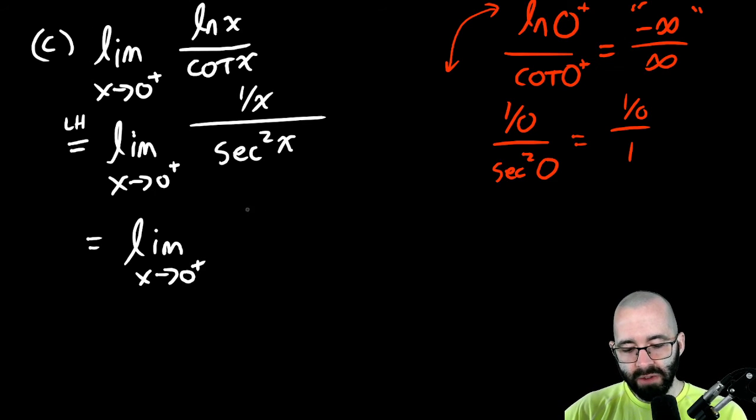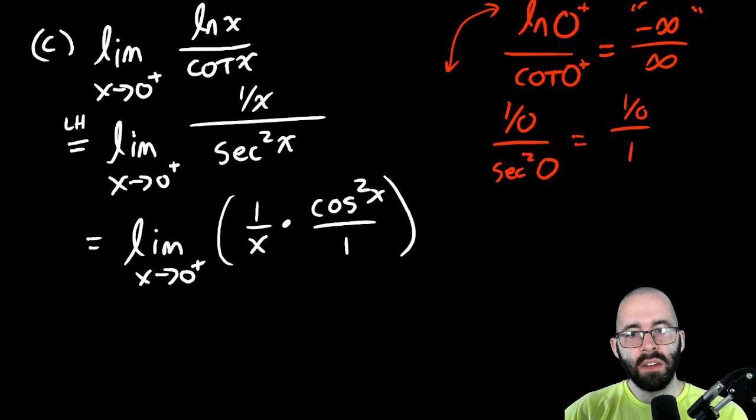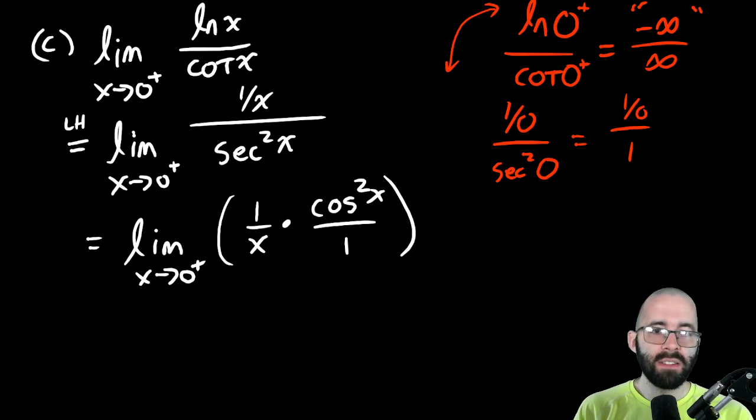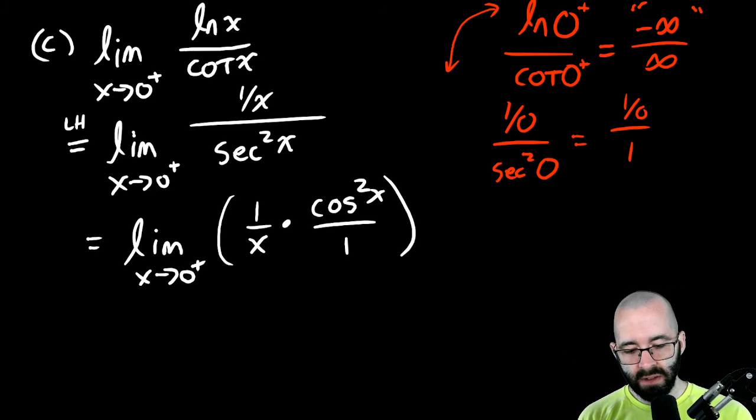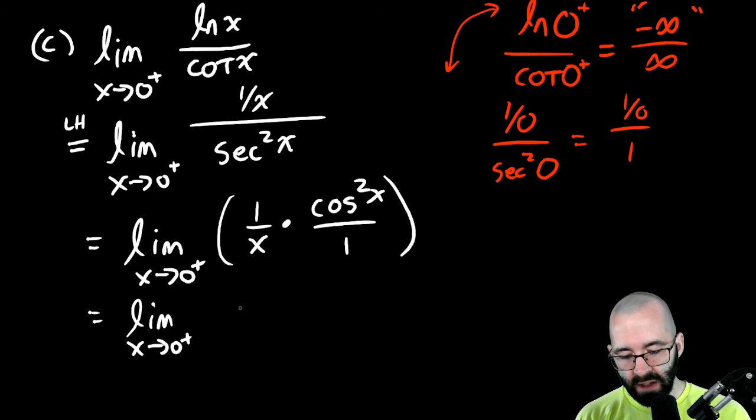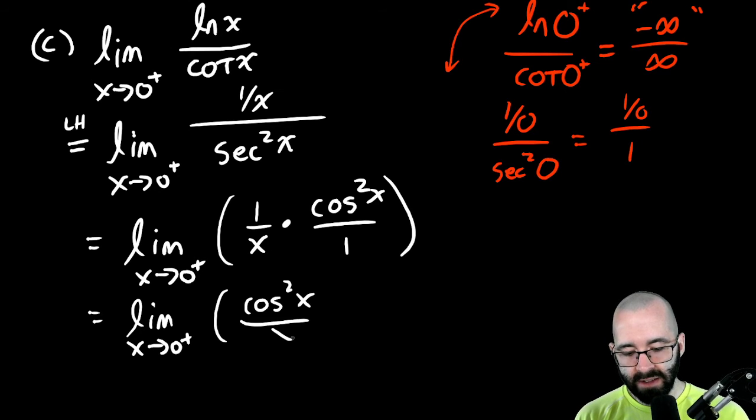Well, this is just 1 over x divided by secant, which is the same as multiplying by cosine. Right? Dividing is the same as multiplying by the reciprocal. This is the limit as x goes to 0 from the right of cosine squared of x.